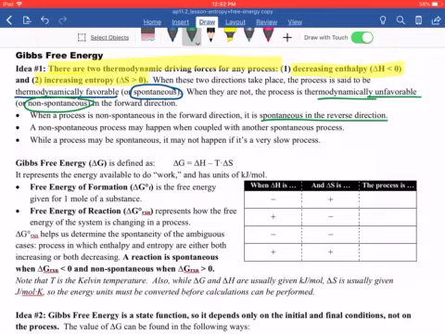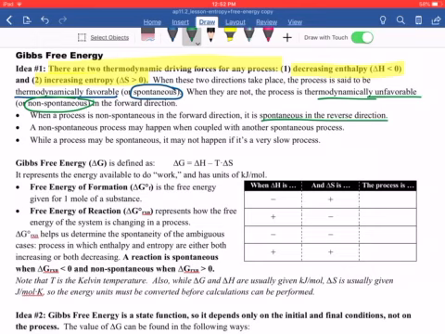And then third, while a process may be spontaneous, it may be very, very slow. So for example, rusting. Rusting is a spontaneous process. Rusting occurs on its own. We don't need to help it out, but it is an extremely slow process.